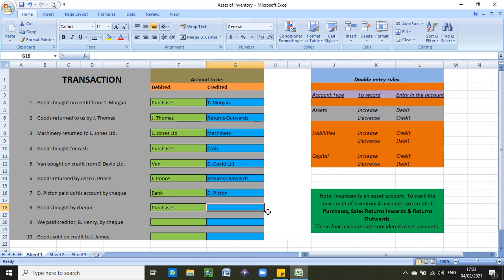How did we get the goods? Well, we paid with a check. So that means that we will have less money at the bank because of that purchase. We have less money at the bank, but we have more inventory for resale.